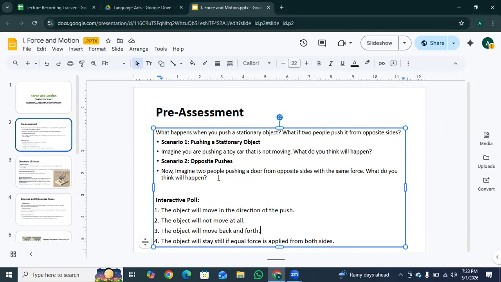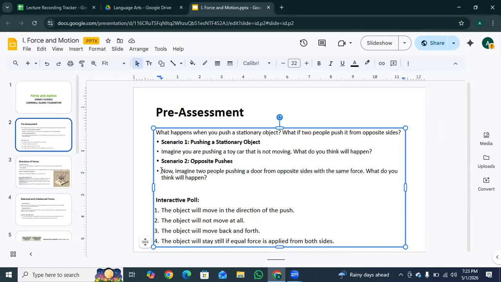Here we have scenario two, which means opposite pushes. Now imagine two people pushing a door from opposite sides with the same force. What do you think will happen? They are asking what happens when two people push a door from opposite sides with the same amount of force. The forces cancel each other out.